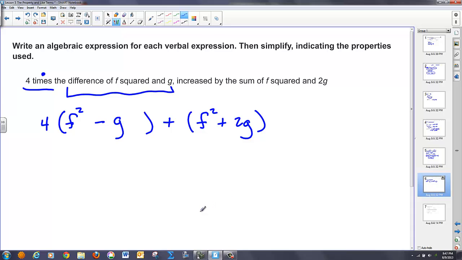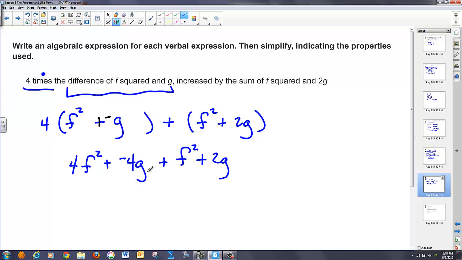And we're done. So now let's simplify. We multiply 4 by f squared. I get 4f squared. I multiply 4 by a negative g, because I'm going to take and add the opposite here. Add the opposite. So that gets me plus negative 4g. That's added to f squared plus 2g.